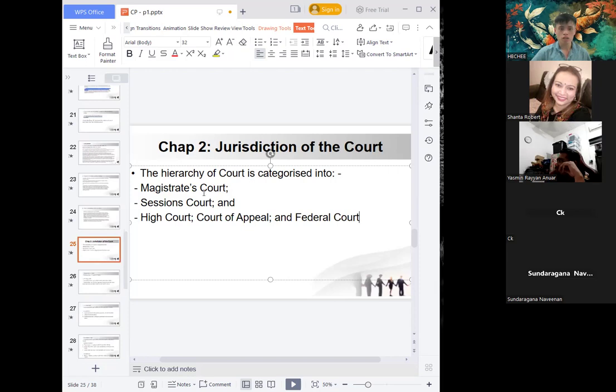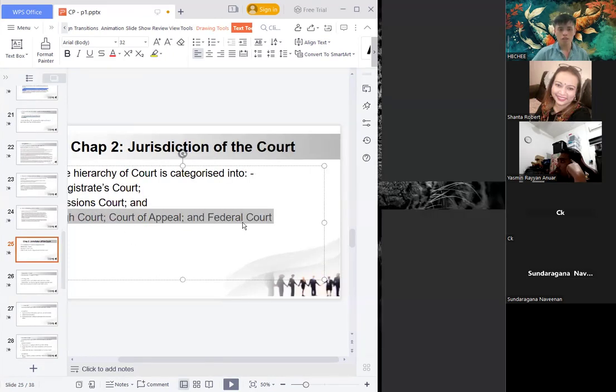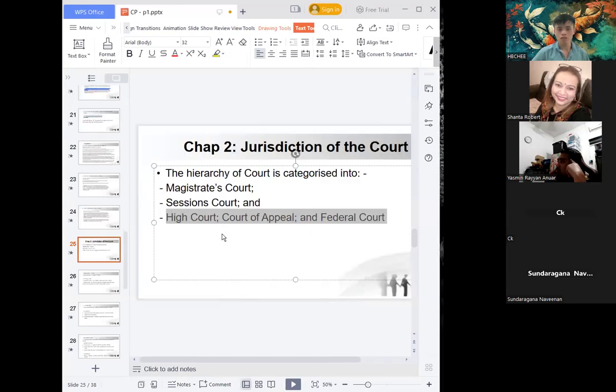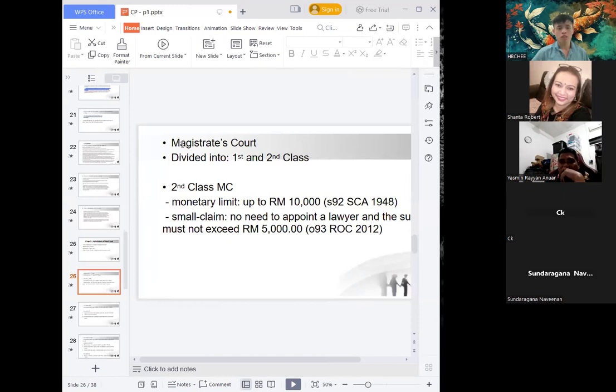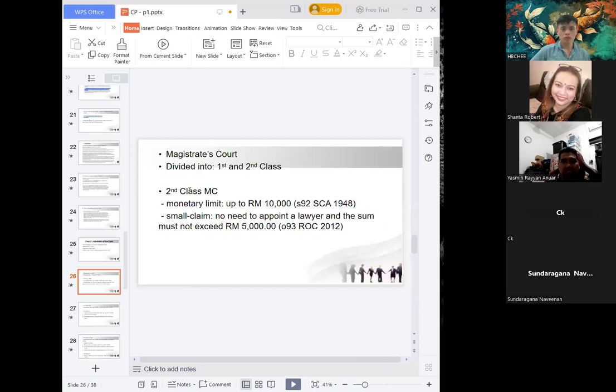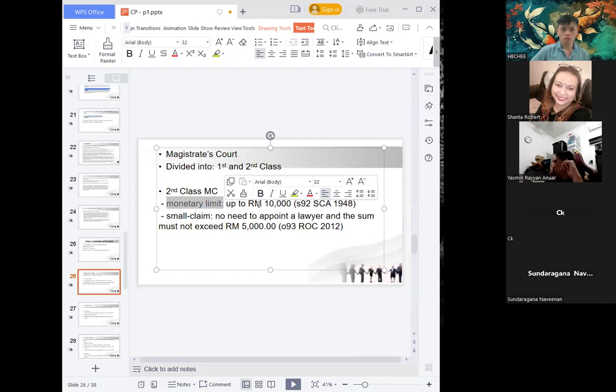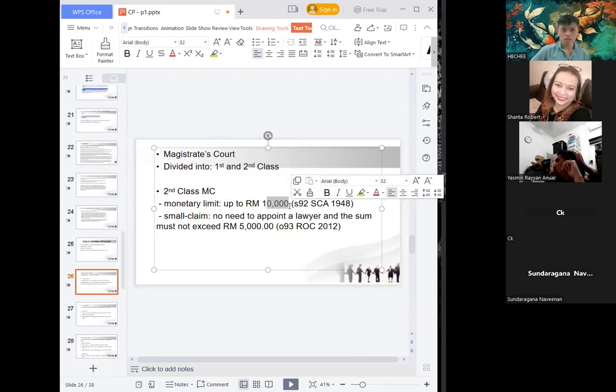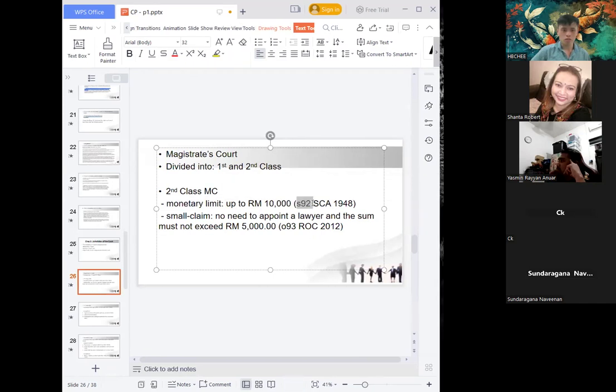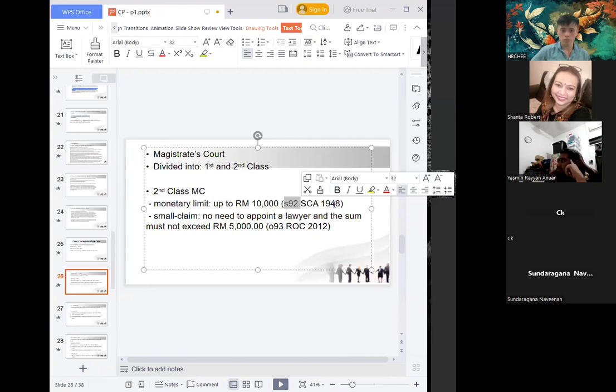So these two are, as we already discussed, MC and SC, the subordinate courts, and three of them are the appellate court already because they have the appellate jurisdiction. So the magistrate court is divided into first and second class. For the second class magistrate court, your monetary limit is up to 10,000 only. This is provided in section 92 of your Subordinate Courts Act 1948.